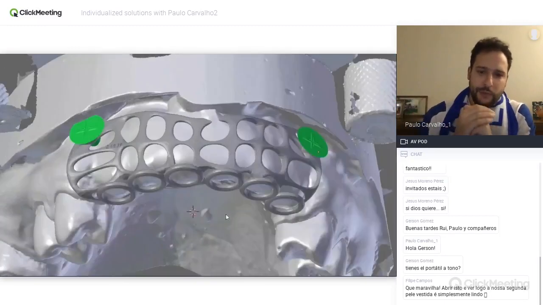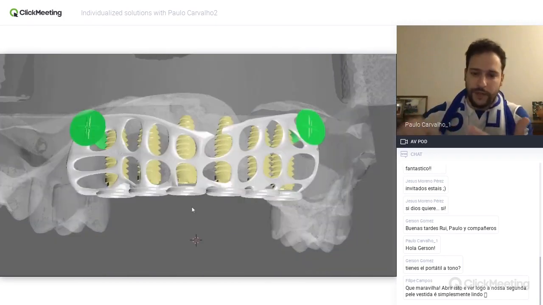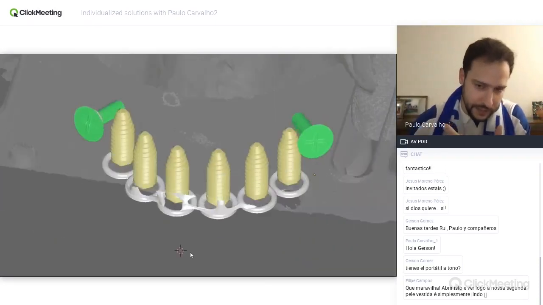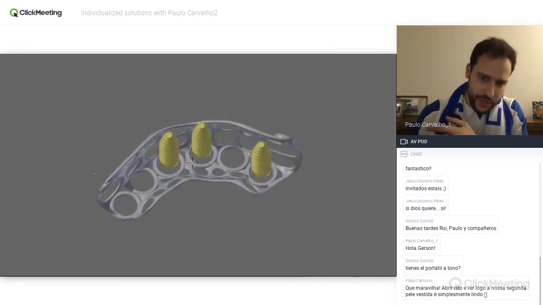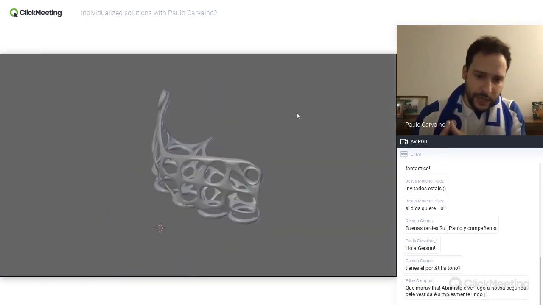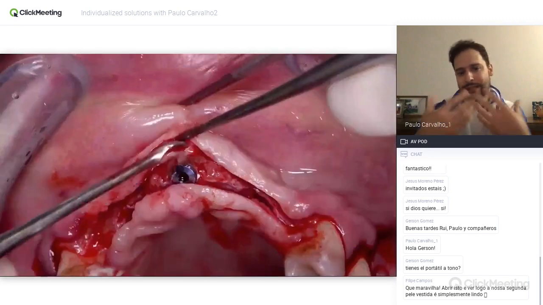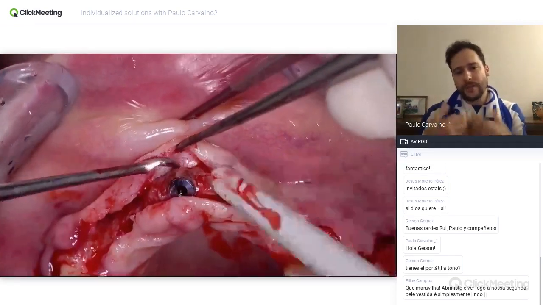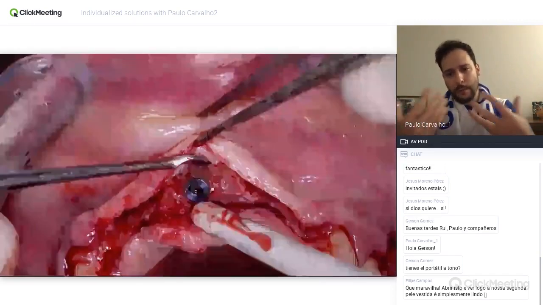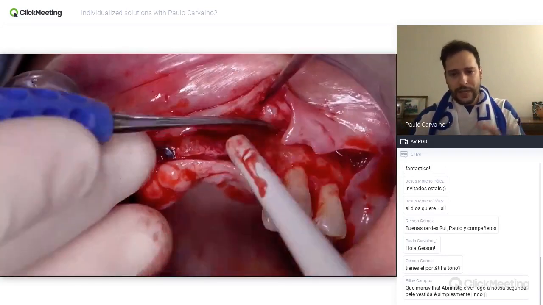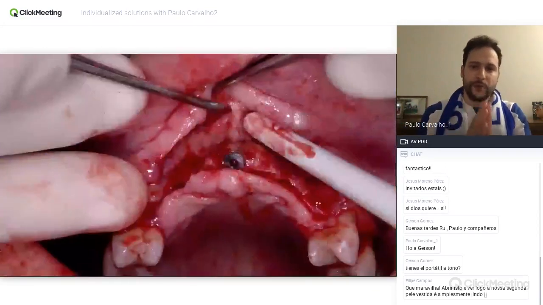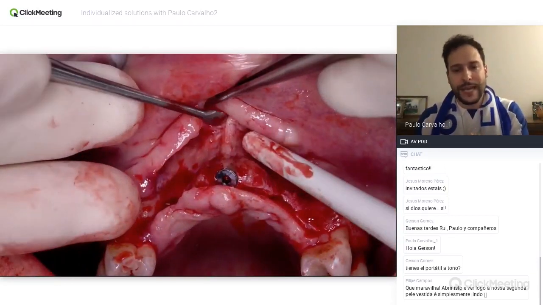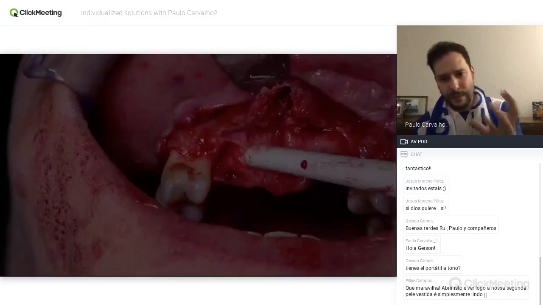By superimposition of the CBCT, the initial STL, and also the mock-up situation, we can combine all things together to understand what is the defect that we have, how much bone we need to augment and produce, so that we have the proper amount of bone to place my implant in the proper 3D position to get my final tooth in that same position.